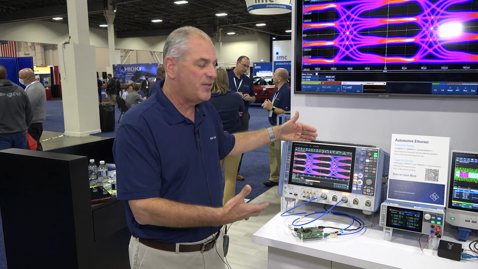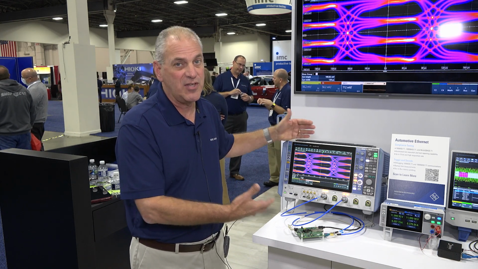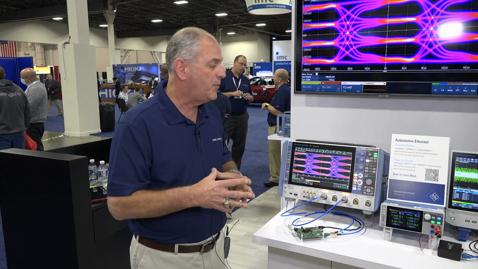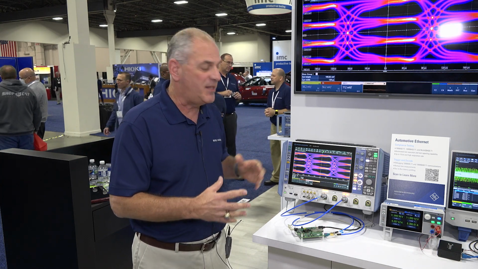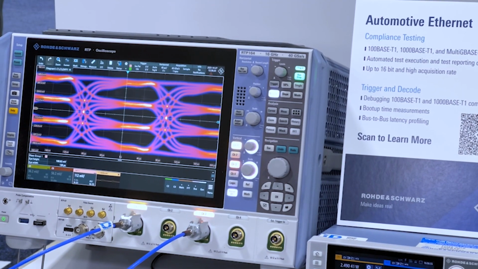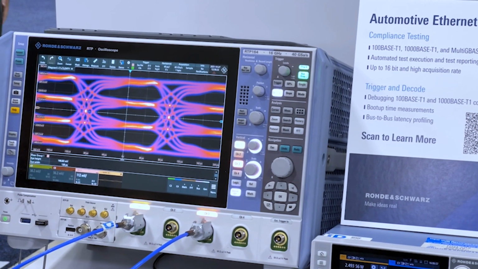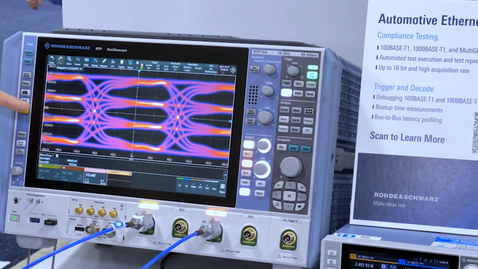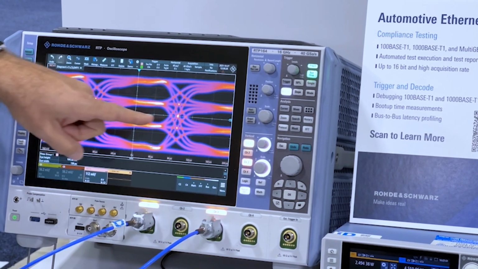Now the key thing about generating an eye pattern is you need some sort of a reference clock to do that. So on the RTP164, which is the instrument we're using here, we're able to recover that clock from the data signal. And in this case, it's actually a multi-level signaling. It's a PAM4 signal, so there are 4 signaling levels, as you can see. And the clock recovery is able to lock onto the crossing point here in the middle.